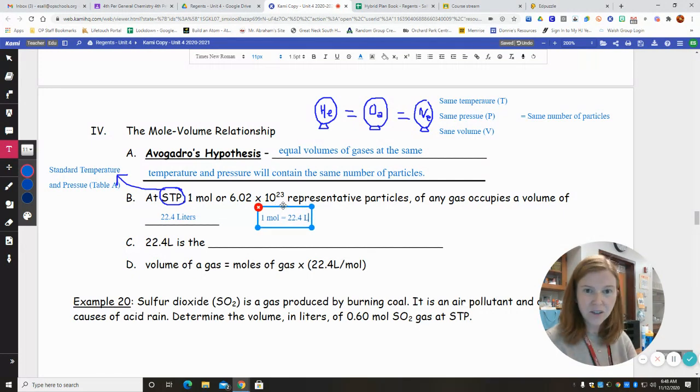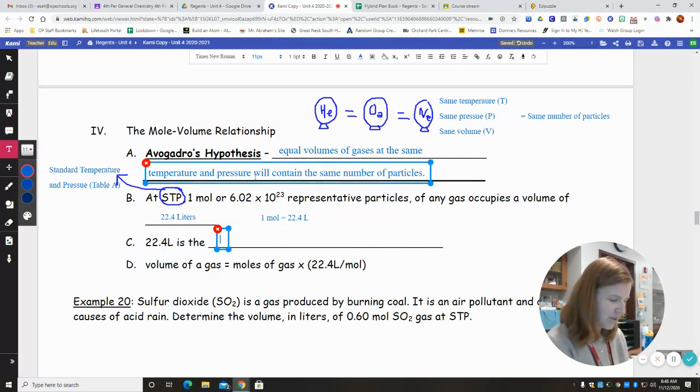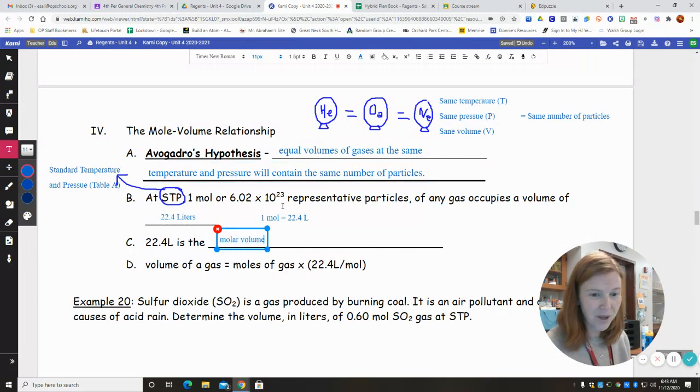Now, that is technically only true when we're at standard temperature and pressure, but for the purposes of this class, we are always going to be at standard temperature and pressure. So you can assume that 1 mole is equal to 22.4 liters. This 22.4 liters is known as the molar volume, okay?